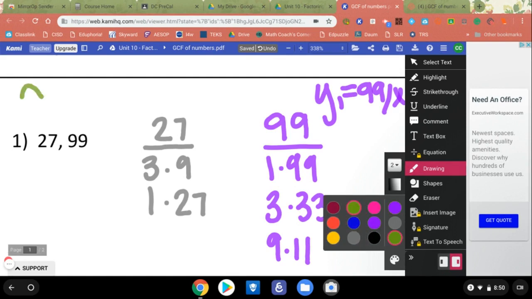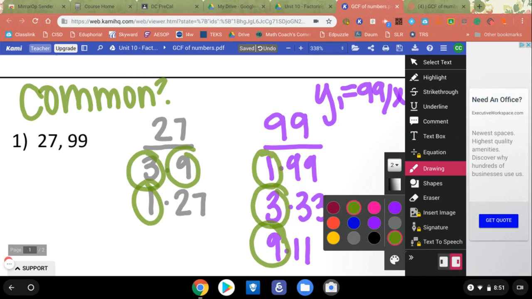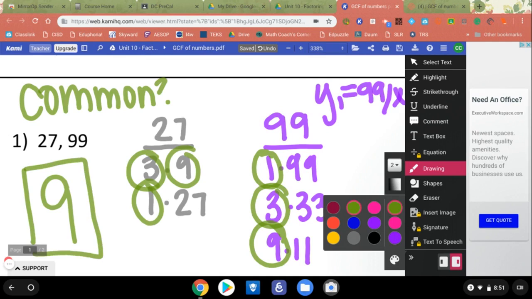Okay, so now that I have all my factors listed, I am going to look for what they have in common. What are they sharing? What shows up in both of them? Well, they both have a 3. They both have a 9, and they both have a 1. So those are the things that show up in both lists. Of those numbers, which one is the biggest? 1, 3, or 9? Well, hopefully you know that 9 is. So guess what? 9 is our GCF.